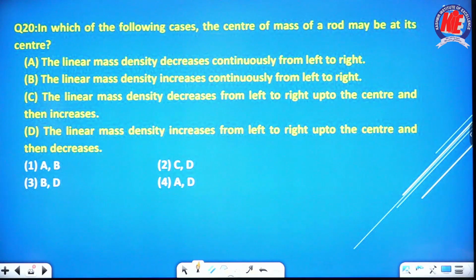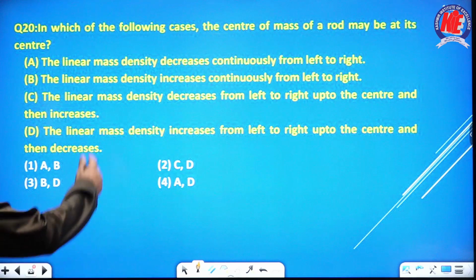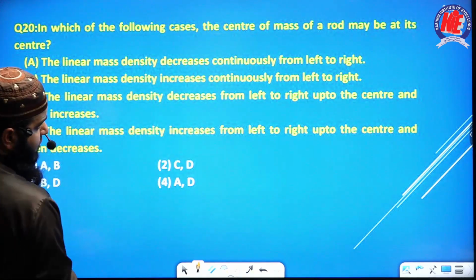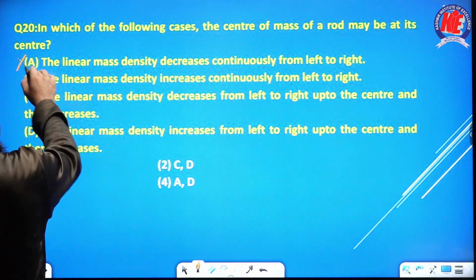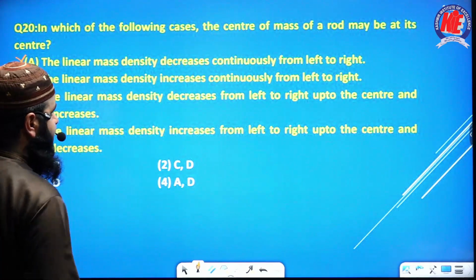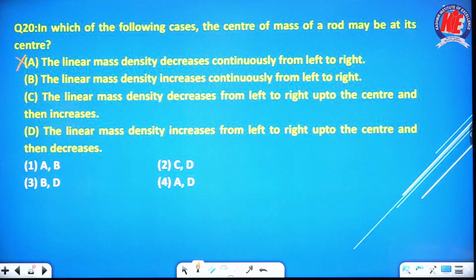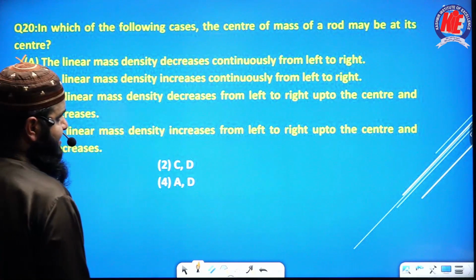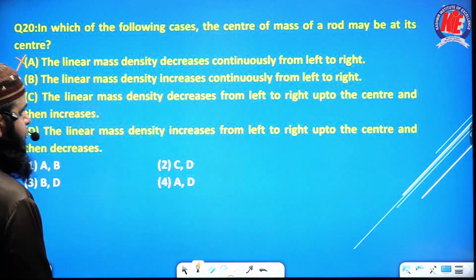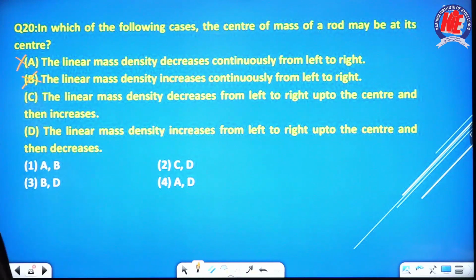Next one please. In which of the following cases the center of mass of a rod may be the same as its geometric center? The linear mass density decreases continuously from left to right. No, it will be on the left side of the midpoint, क्योंकि linear mass density continuously decrease हो रही है. The linear mass density increases continuously from left to right. No, it won't coincide with the geometric center.